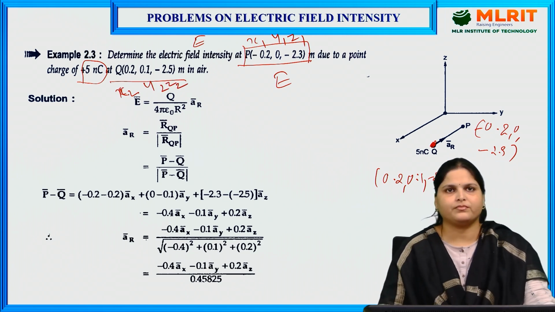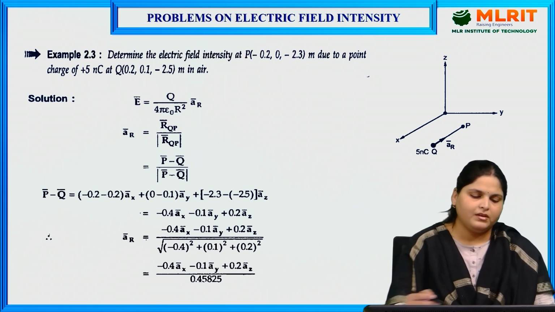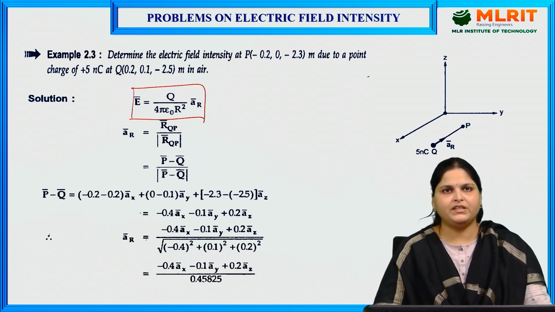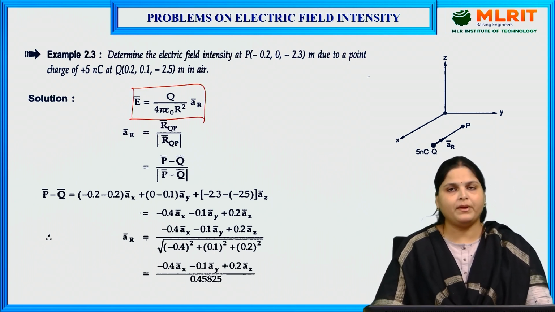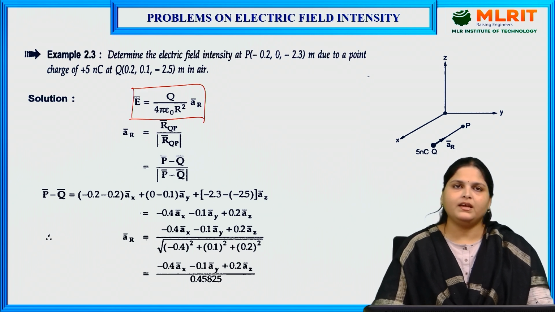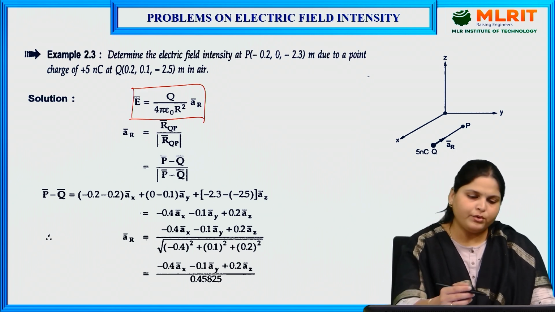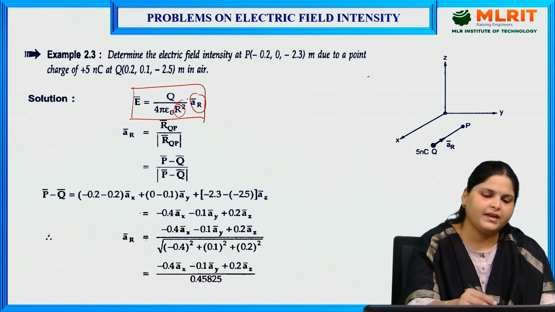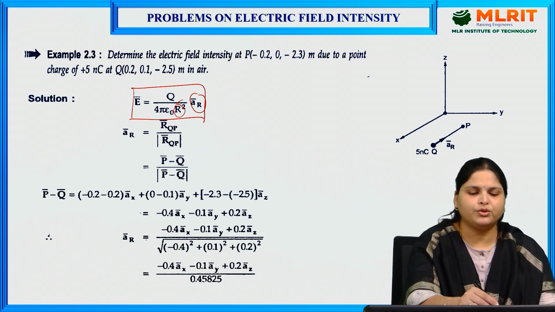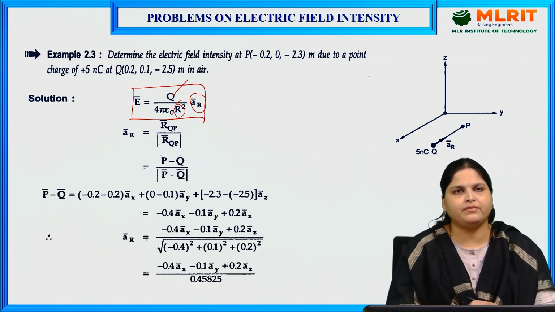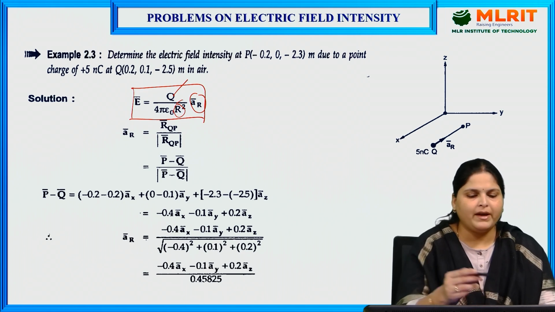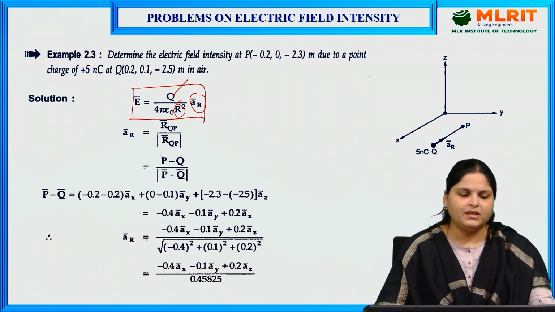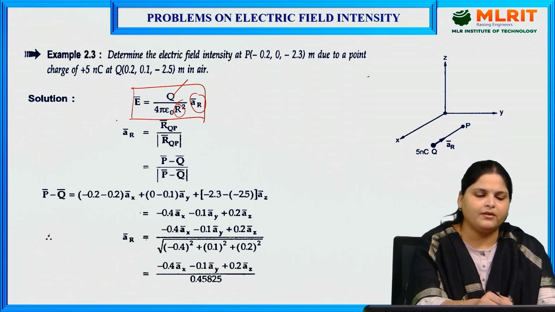As we know, the formula of field intensity due to a point charge is Q upon 4 pi epsilon naught R square AR. So now if we notice, we need to find out R and AR because Q is known, it is given in the question as 5 nanocoulomb. The 4 pi epsilon naught value is also known to us, it is a constant, right? So now let's find out AR first.